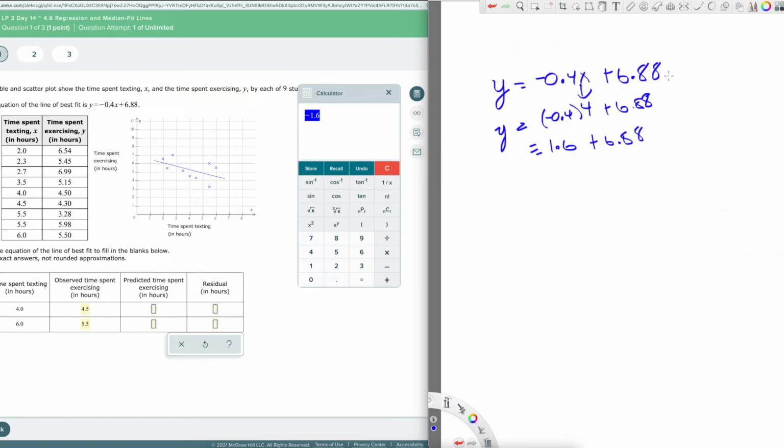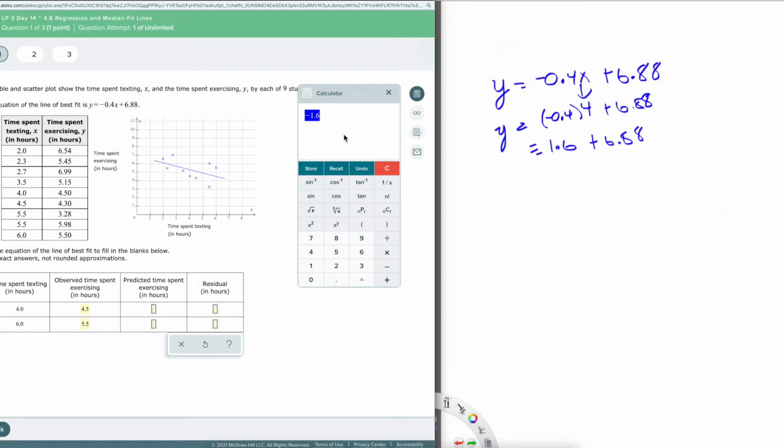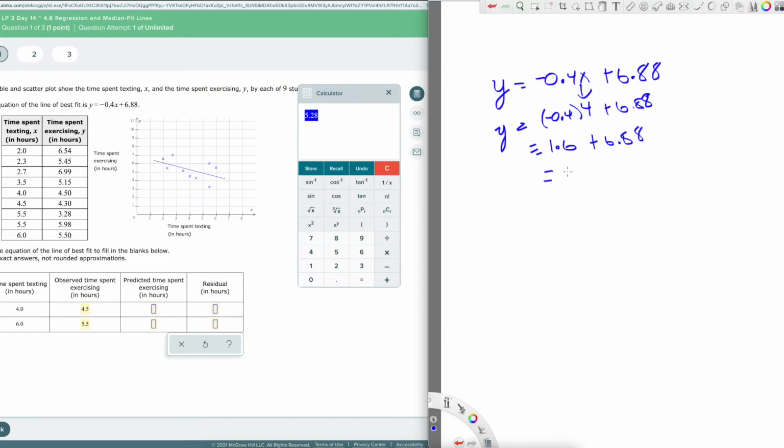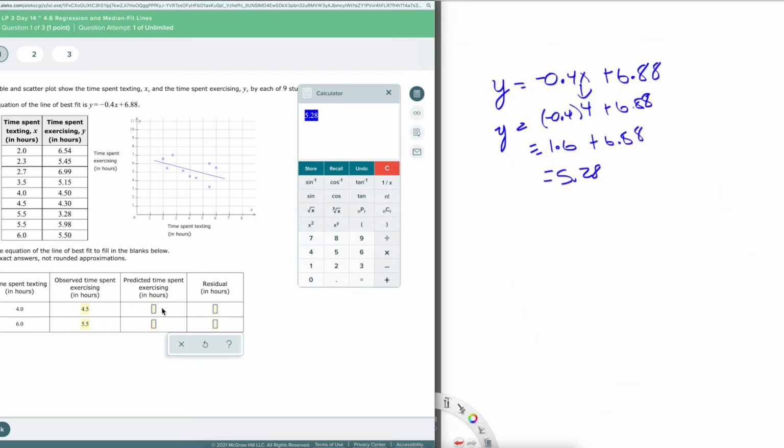This is the starting point for exercising. So they're saying this is kind of the cap for these students as far as what we think they're going to do. Okay, so that's going to equal 5.28. So 5.28. So this person exercised less than we thought they would based on this information.